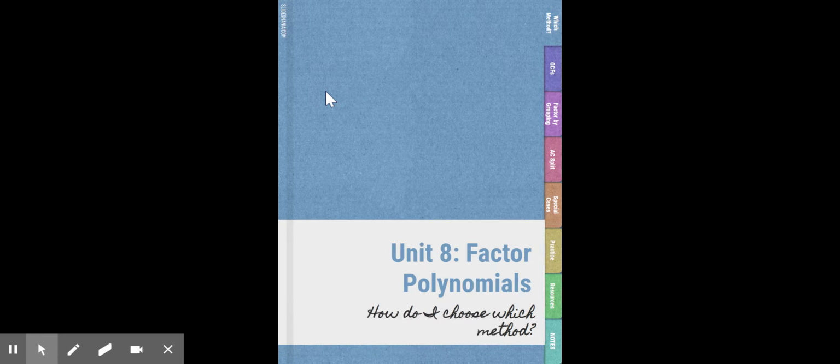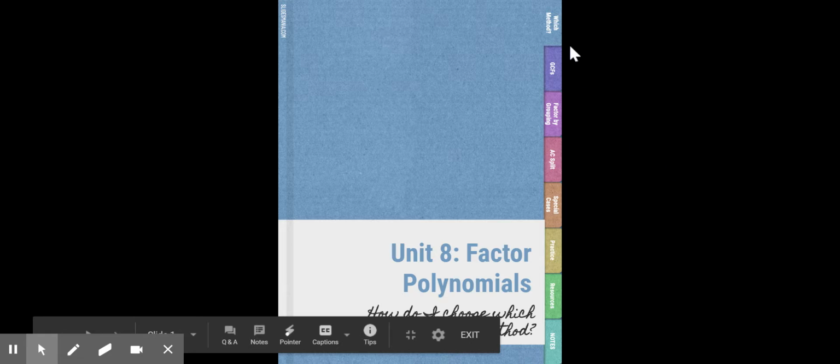Good morning. Today we're going to review all of our factoring methods and then also talk about how to decide which method to use when factoring. So the first thing we're going to do is just go through some examples of each type, and then we'll come back and talk about how to decide when to use each method.